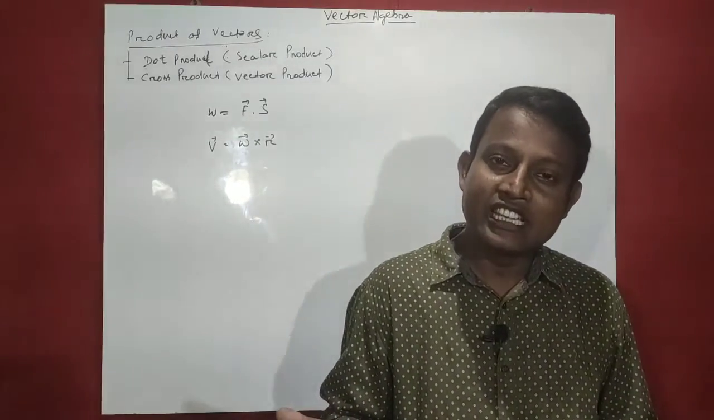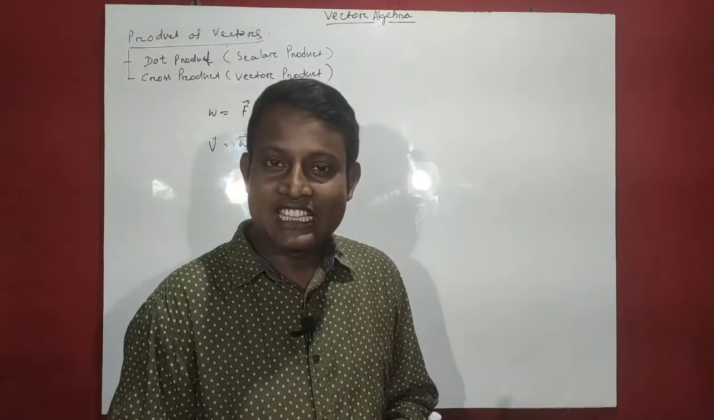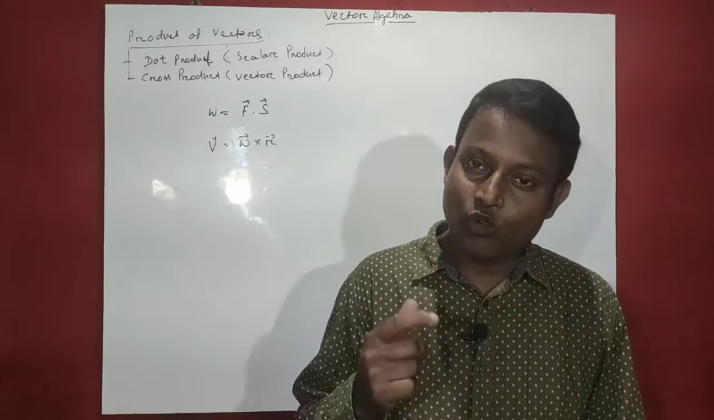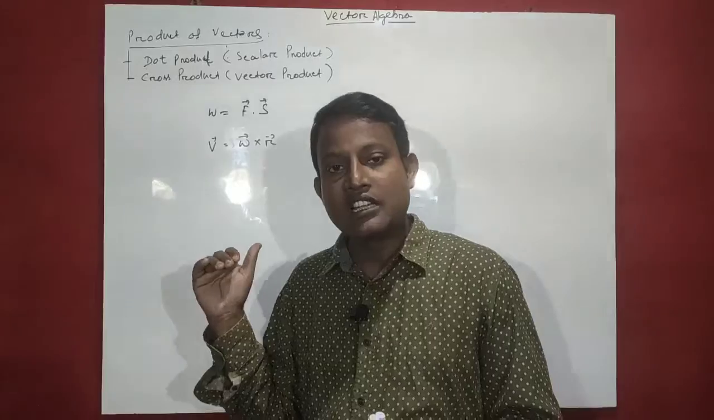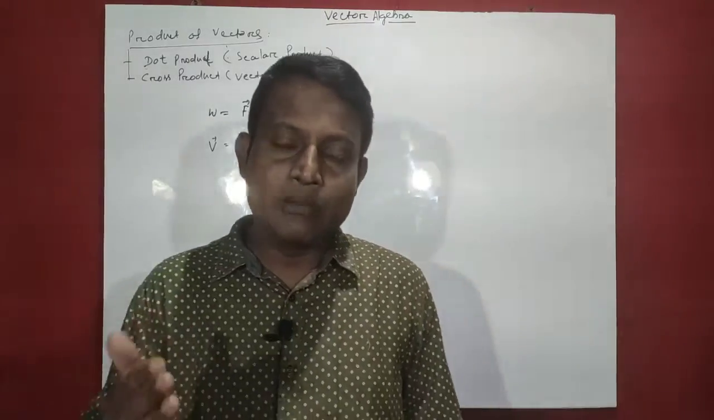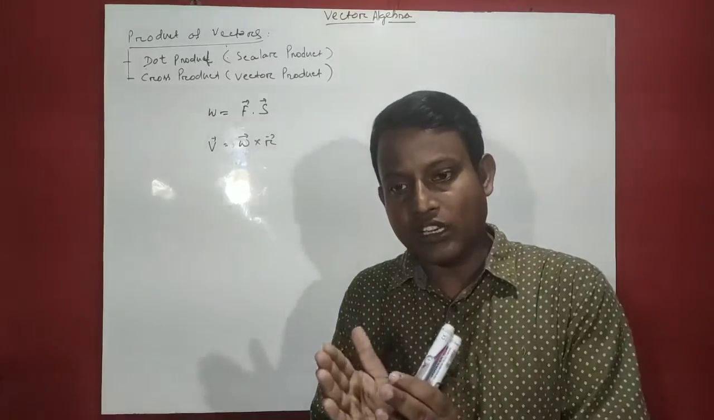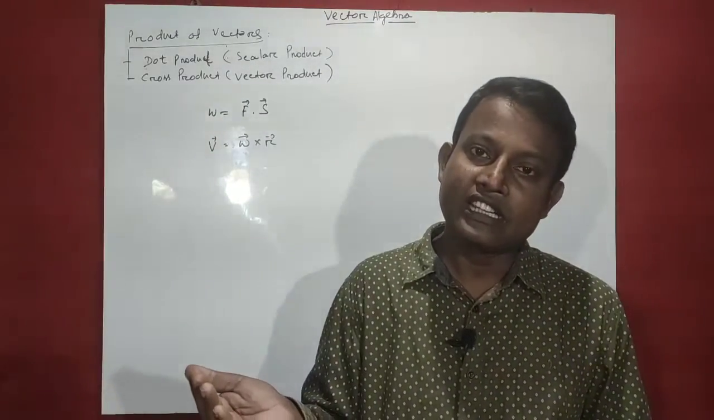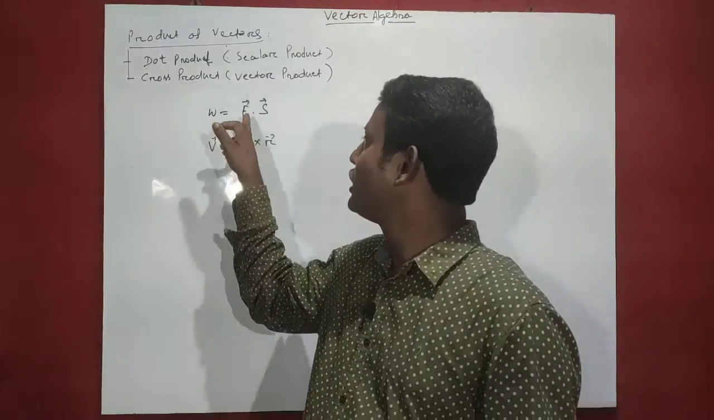So guys, it became clear that physics needs two vector products. One is scalar product and another is vector product. That means the product of two vectors which gives a scalar quantity is called scalar product. This is denoted by a dot.